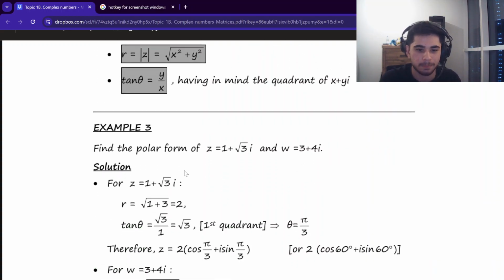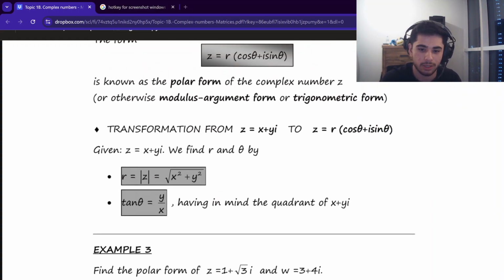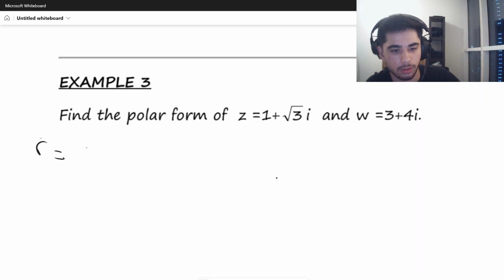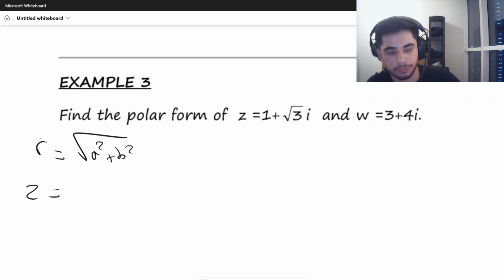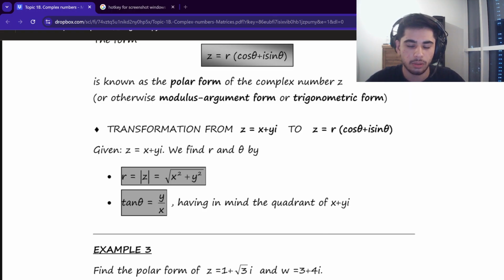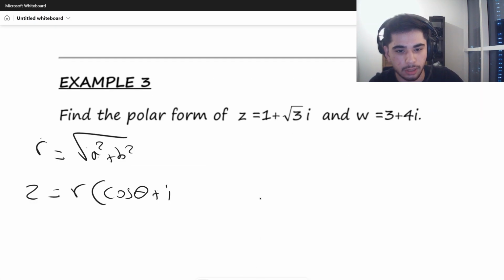So yeah, now a question is ready for us. Find the polar form of z equals 1 plus root 3 i. Okay, before I write anything, I like to first write my formula. So r equals square root a squared plus b squared. And then also z equals r, open bracket, cos theta plus i sin theta, close bracket.